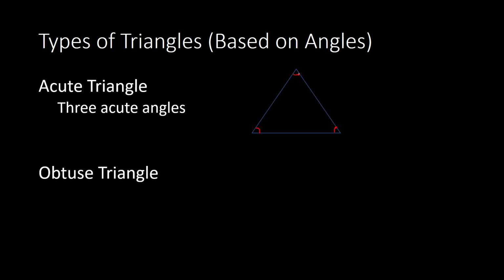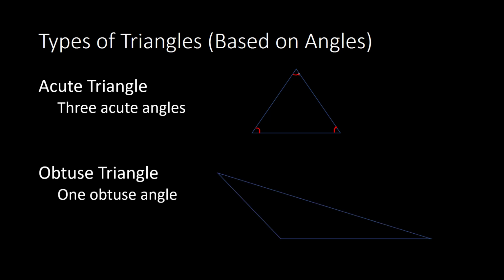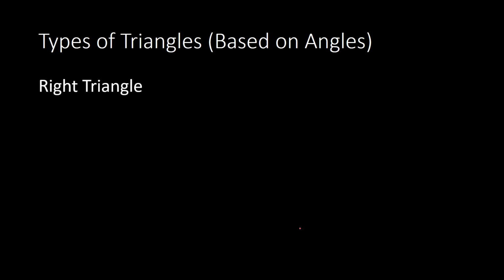Next, we have an obtuse triangle where we have 1 obtuse angle, such as this picture over here. We see that this angle is definitely bigger than 90 degrees. So because we have an obtuse angle, this triangle we would consider to be obtuse. Next, we have a right triangle, which is a triangle with 1 right angle. So for example, we have a triangle over here where a 90-degree angle is in the bottom left corner. So this would be a right triangle.